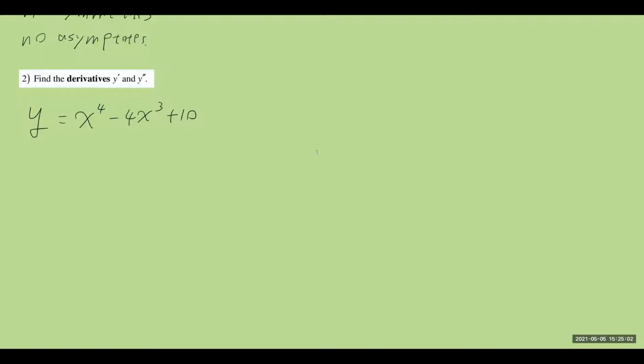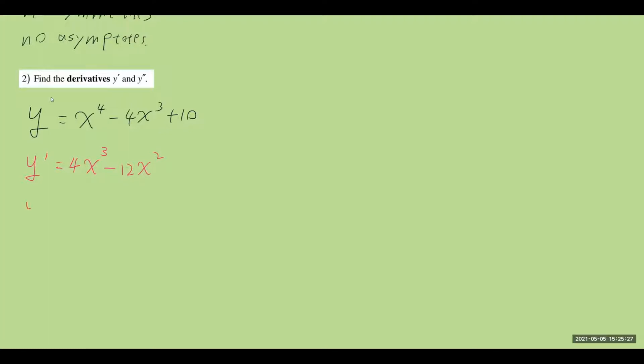Okay, step 2. We want to find the derivatives, y prime and y double prime. We want to find the first derivative and second derivative. All right, so y prime, let's take the derivative. Just simple power rule: bring down the power, decrease the power by 1. Bring down the power, 4 times 3, decrease the power by 1. And the derivative of a constant is 0. And we're done, that's the first derivative.